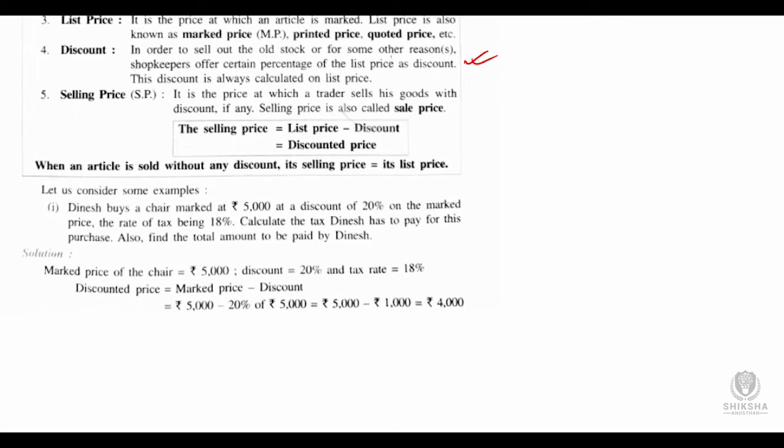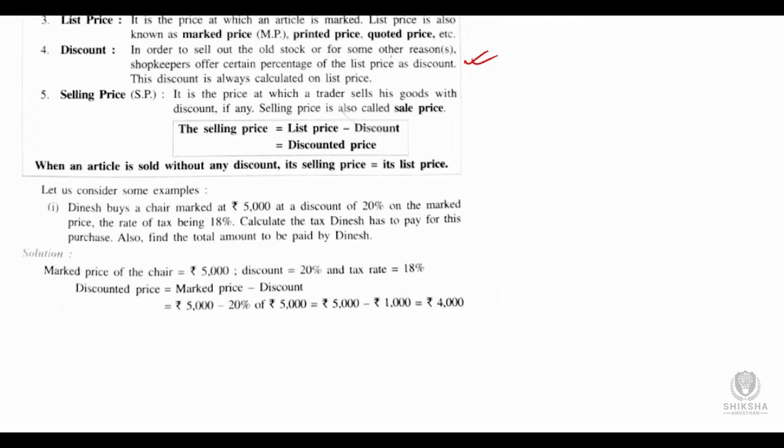Now let us consider some examples. Dinesh buys a chair marked at 5,000 rupees at a discount of 20% on the marked price. The rate of the tax being 18%. Calculate the tax Dinesh has to pay for this purchase. Also find the total amount to be paid by Dinesh.